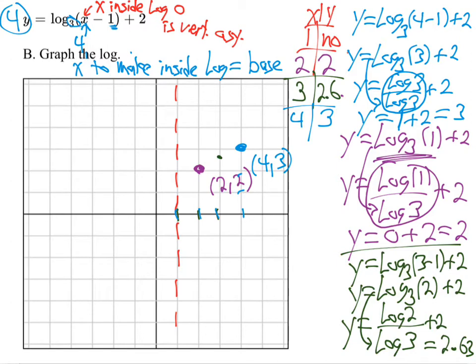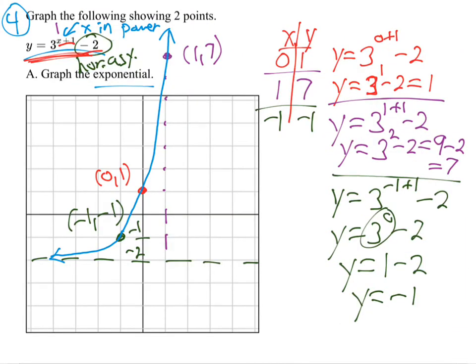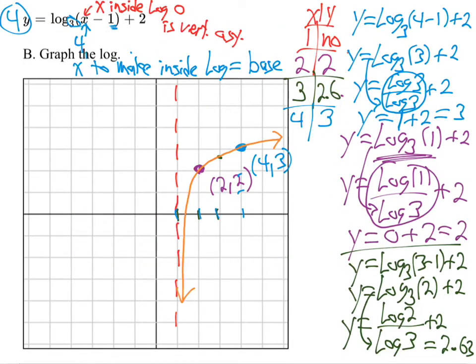Okay, how does this graph look? The graph is going to go like this. There's the log graph. See how it's the opposite of this other one? They're inverses. It's concave down. This is concave up. There we go.